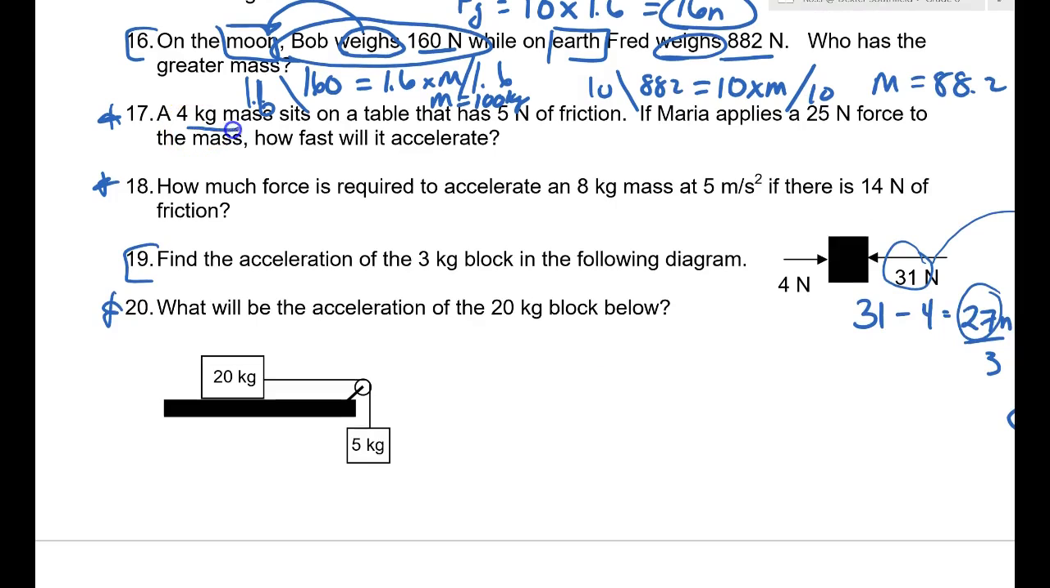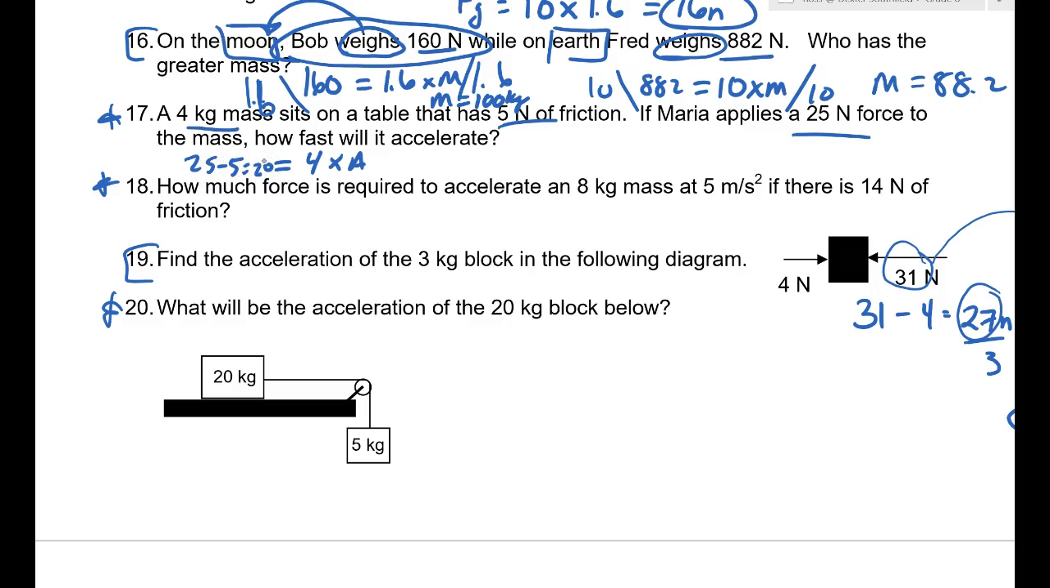Number 17, we've got a 4 kilogram mass sitting on a table with 5 newtons of friction and a 25 newton force. How fast is it going to accelerate? So we know we're going to be doing F equals m times a. We know that the mass is 4 kilograms. We're finding acceleration. How much force do we have? Does the 25 newtons get entirely transferred to the object? Not entirely, because it first has to overcome friction. So it's going to be 25 minus 5, which is 20.